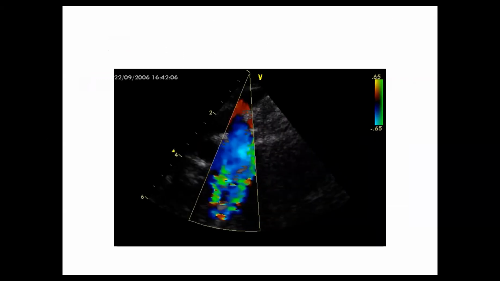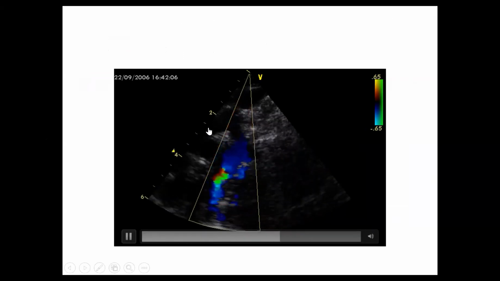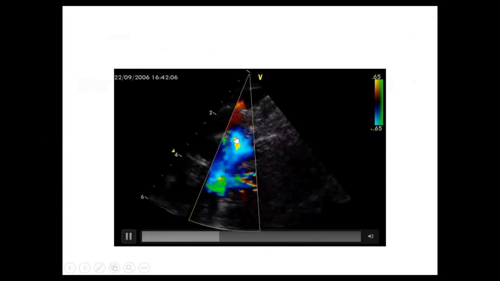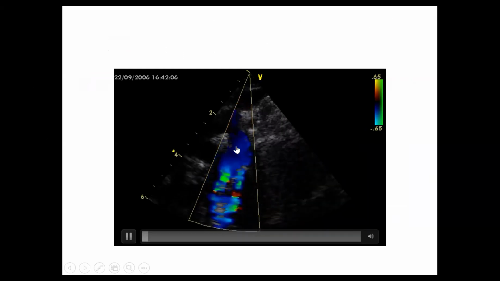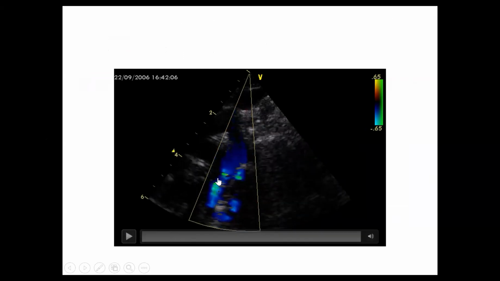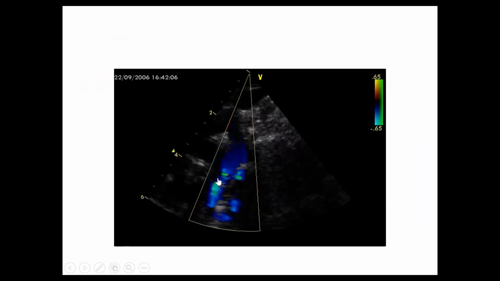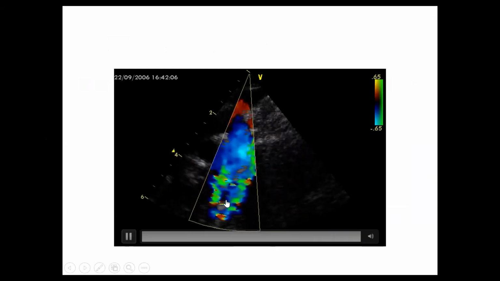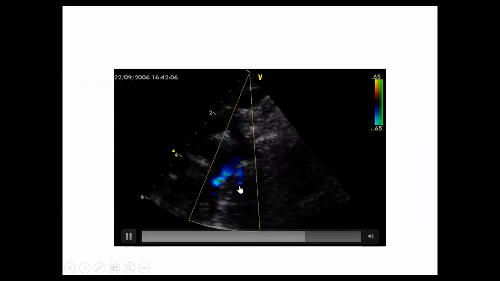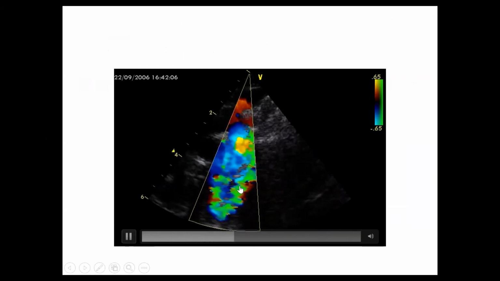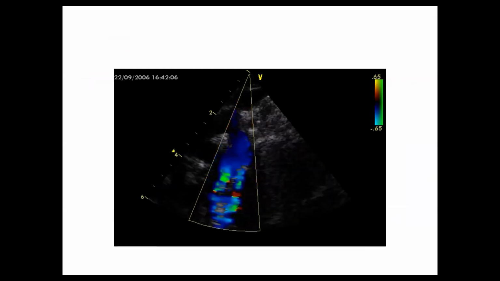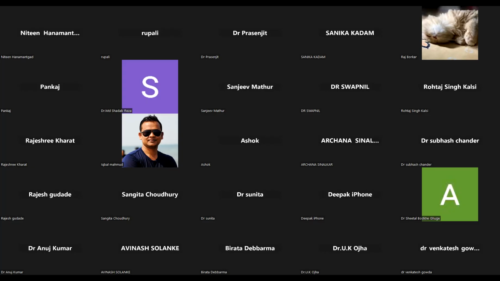Now this is the arch of the aorta. Can you see the ascending aorta, arch and descending aorta? Yes, sir. In this descending aorta, you see a lot of turbulence over here, and that is coarctation of aorta. And don't think this is an artifact or mirror image formation of the descending aorta. So this is classical coarctation of aorta. And I showed this in my presentation also.